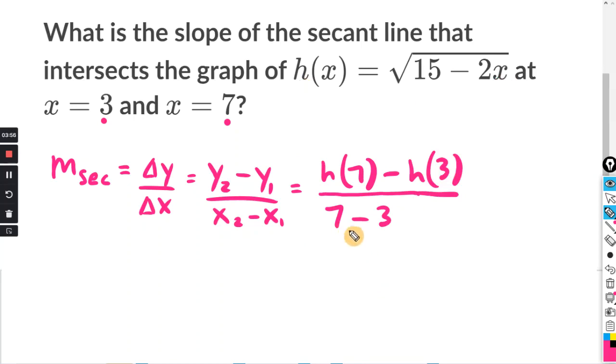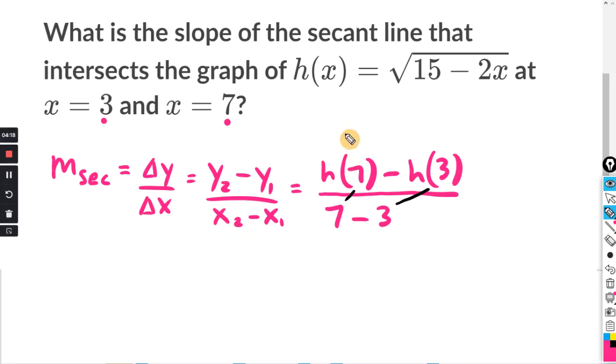Now, does it have to be 7 minus 3? No, you could say 3 minus 7. Okay, but if you reverse these two, you have to reverse these two as well. Notice it lines up. We're subtracting in the same order. The 7s are first and the 3s are last. All right, so make sure you subtract in the same order.